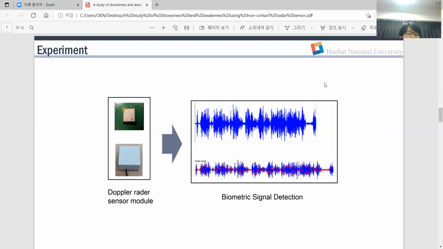This sensor acquires data by detecting minute movements of the human body, such as heartbeat. The accuracy of this measurement varied depending on the distance, but in general, it was measured within 1.5 to 3 meters.